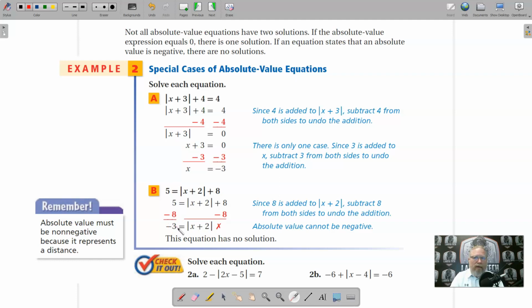Well, this is where we have a problem, because there's no way that you can get the absolute value of something and have it equal a negative number. So therefore, the equation has no solution.